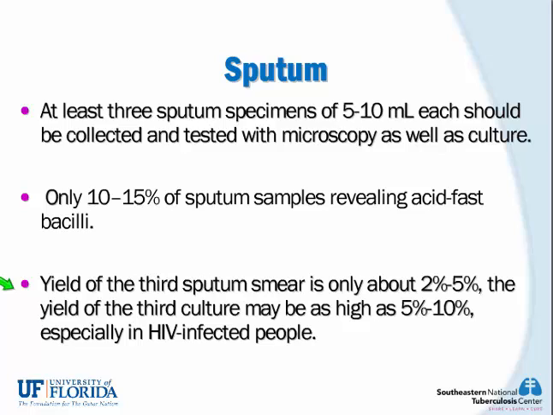Third is the sputum. At least 5 to 10 ml of sputum needs to be collected to be tested for microscopy as well as culture. The disadvantage: only 10 to 15% of sputum samples can reveal acid-fast bacilli. The yield of the third sputum smear is only 5 to 10%, and the yield of the third culture is 5 to 10%, especially in HIV-infected people.